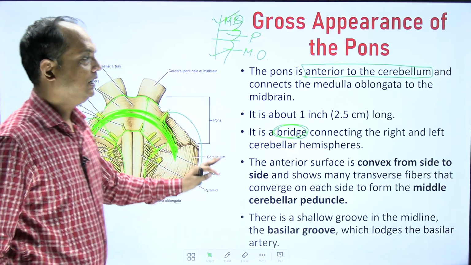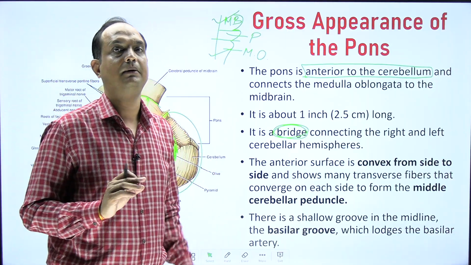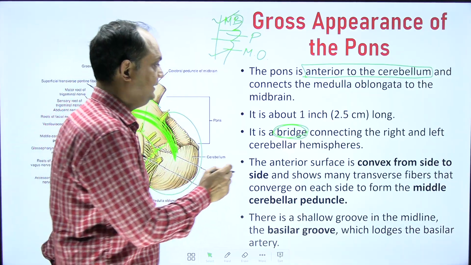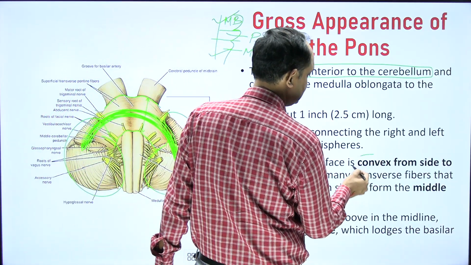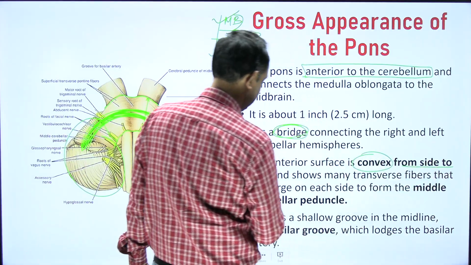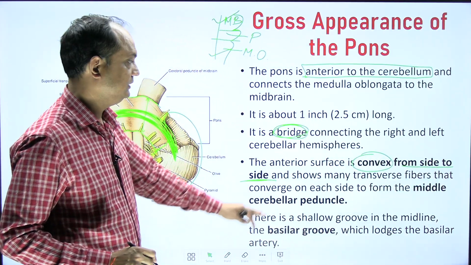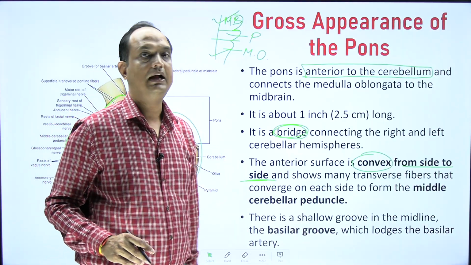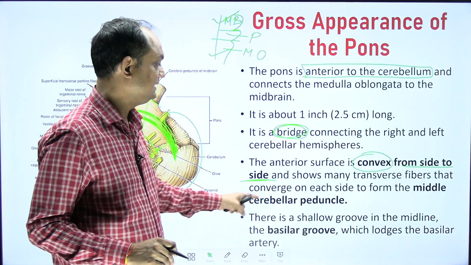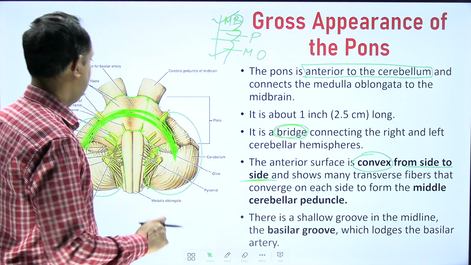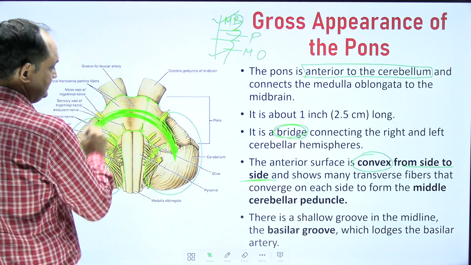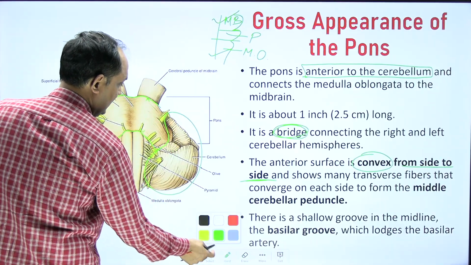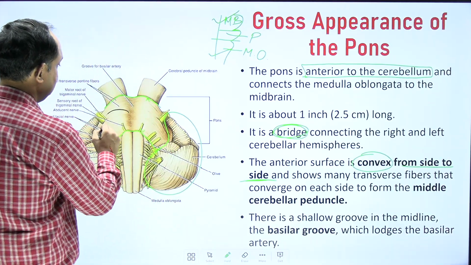Clear? Now the important concept about the external feature while drawing the section is that the anterior surface is convex from side to side, and it shows transverse fibers that converge on each side and form the middle cerebellar peduncle. What is the meaning? If you see the surface of the pons, it has convexity on both sides.